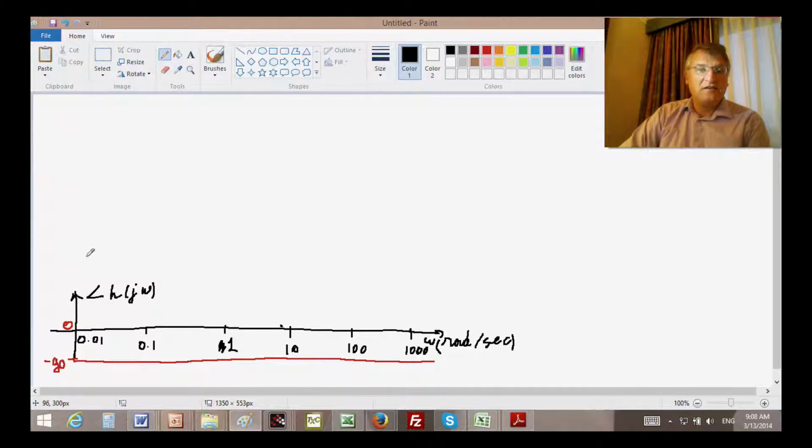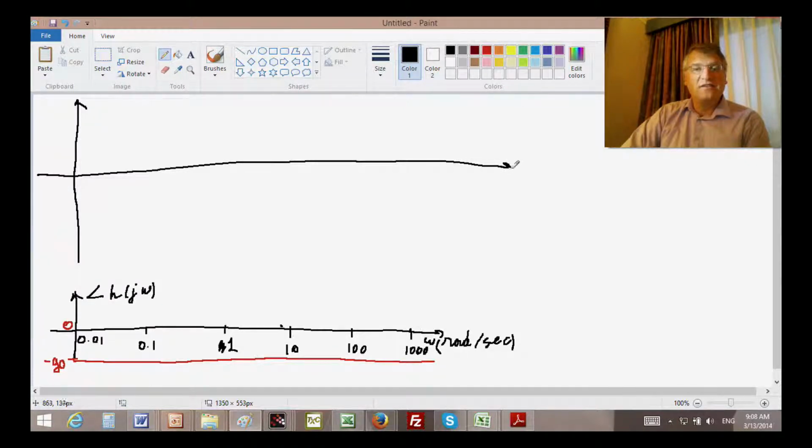Now let's go to my gain here, okay? And here's what I'm going to do. I'm going to put a double scale along the y-axis in decibels and in magnitude. The scale in decibels will be linear, the scale in magnitude will be logarithmic, but they mean the same thing. I use the same evenly spaced omega expressed in radians per second, where the spacing is logarithmic: 0.01, 0.1, 1, 10, 100, 1000.